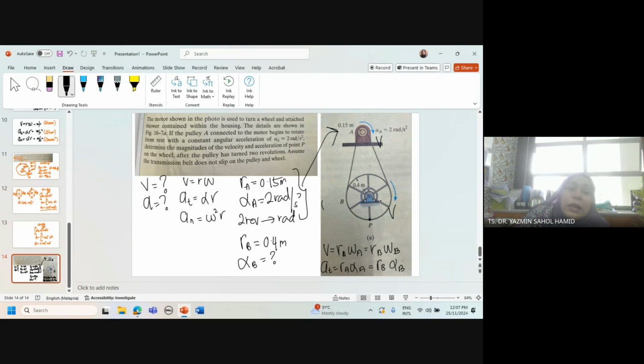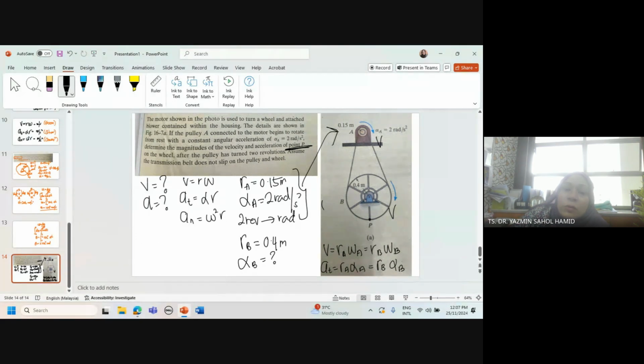Okay, now soalan ni sebenarnya you kena baca betul-betul. Dia minta dekat point apa? Dia minta dekat point P. Bila dia minta dekat point P, maksudnya point P ada berada di mana? Dekat blower B. So sebenarnya yang you kena cari ialah omega B dan alpha B untuk jawab soalan ni. Itu maksudnya. Okay, faham tak?